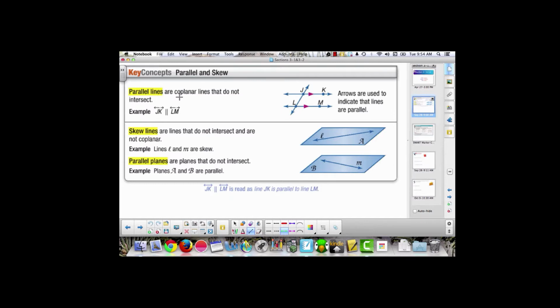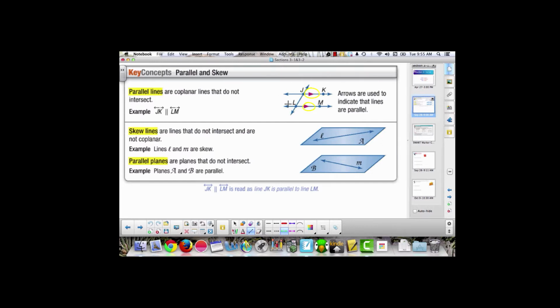Parallel lines are coplanar lines that do not intersect. The word coplanar is very important in this definition. In order for lines to be parallel, they must be able to be in a plane together, like lines JK and LM. Both of these lines can be contained in one plane that I could draw around them. If you remember from algebra, parallel lines have the same slope, which we can think about in geometry as pointing in the same direction.